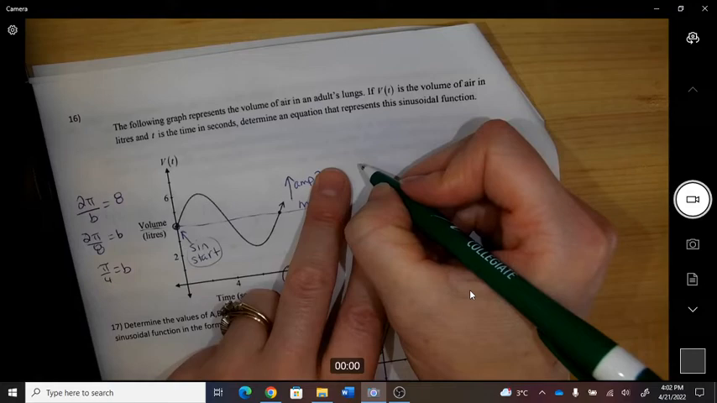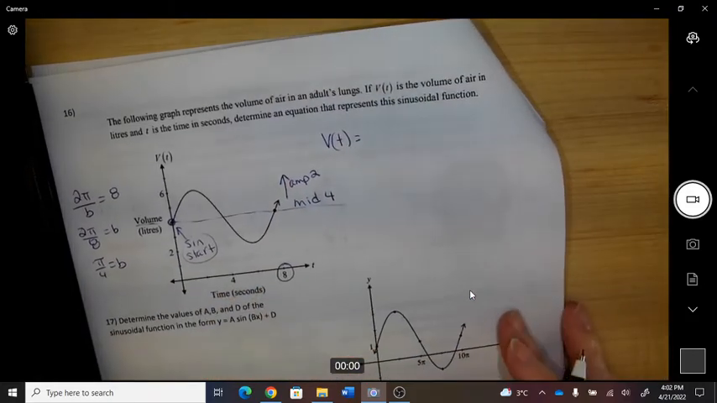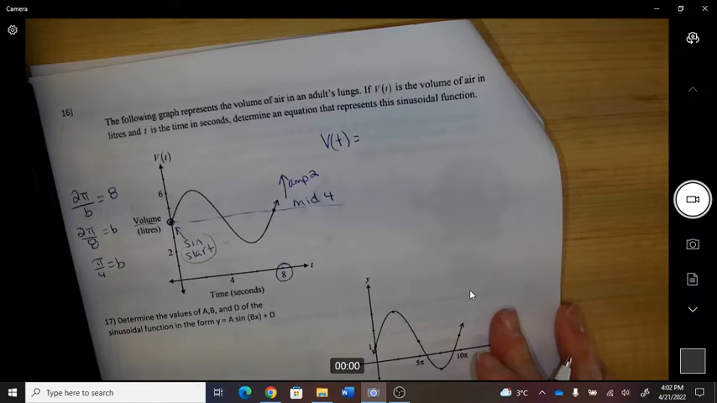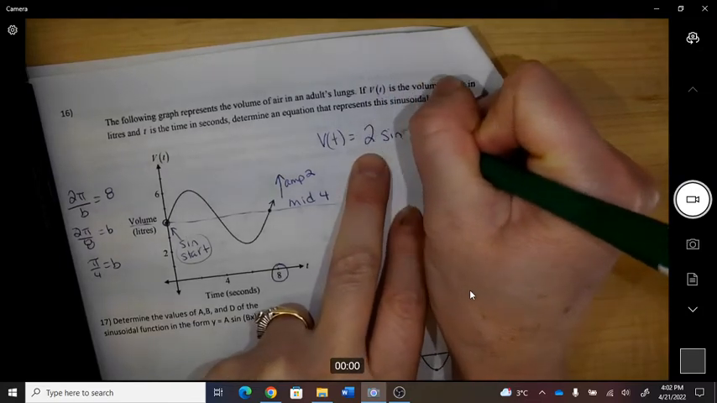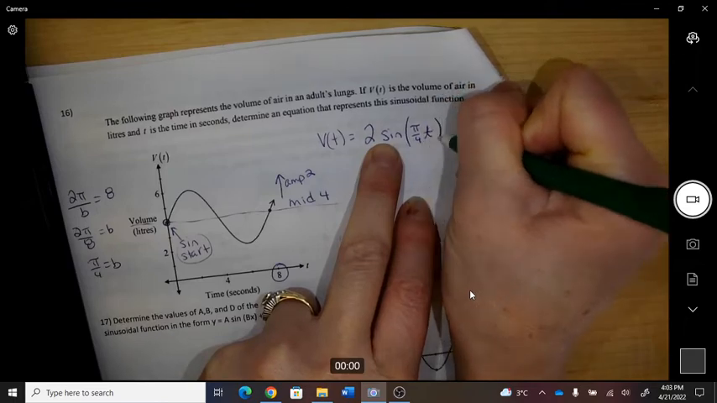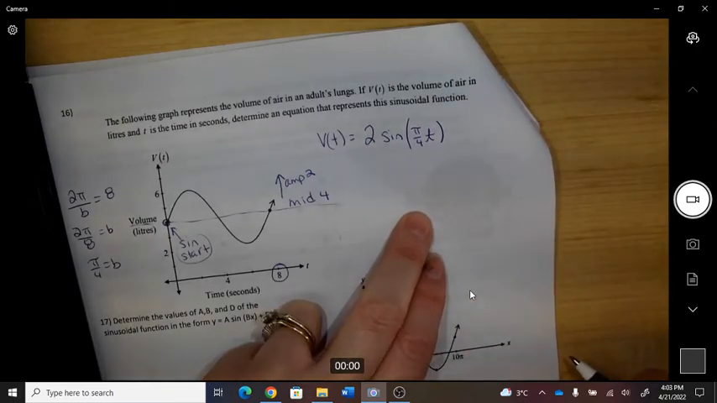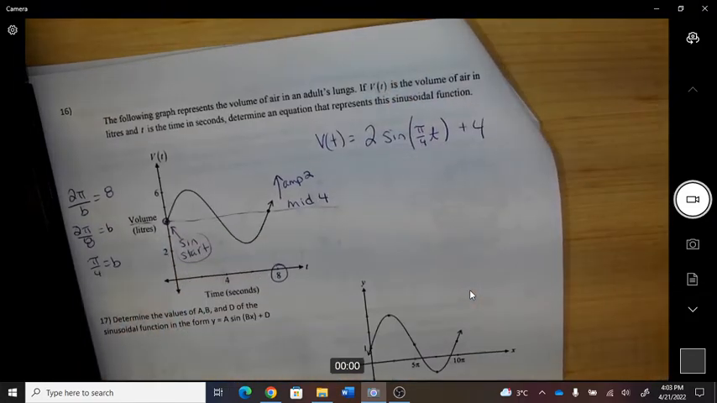Okay, so the volume will be a function of t, using the same variables here, equals 2 for the amplitude, sine of pi over 4 t, that's the variables, and then I needed a midline of 4, so plus 4.